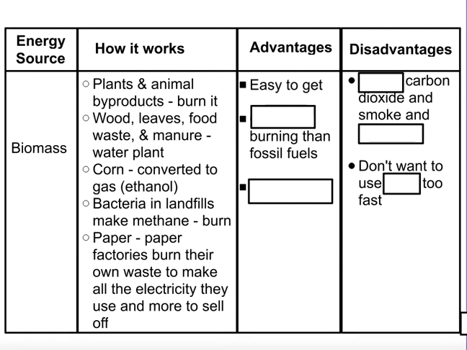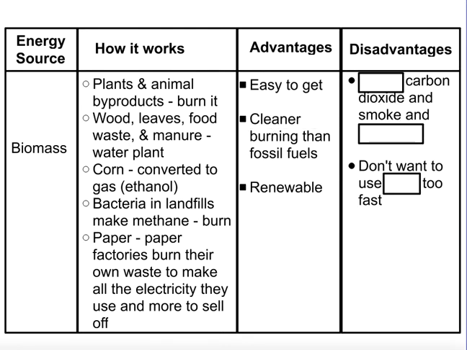The advantage is it's very easy to get, as we generate a lot of plant and animal byproducts. It's cleaner than burning fossil fuels, and it's considered renewable, meaning we should not run out. It can also, however, have some disadvantages. It makes carbon dioxide and smoke and ashes, and we don't want to use trees too fast.